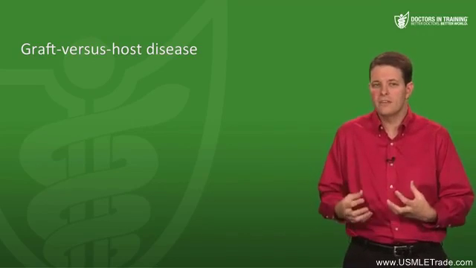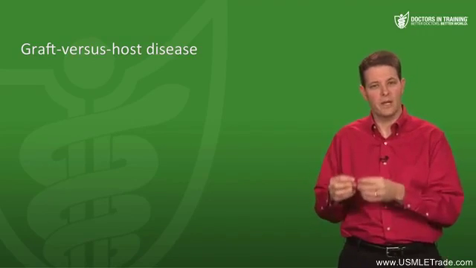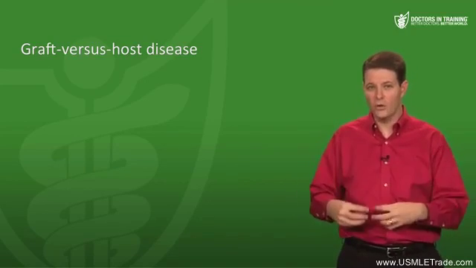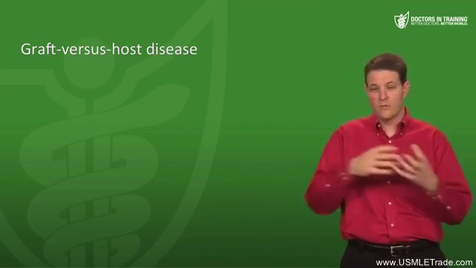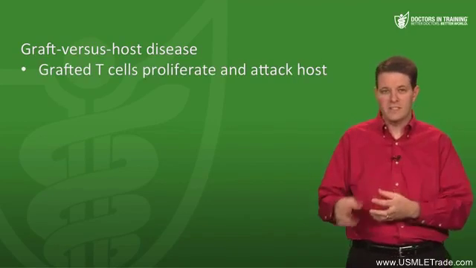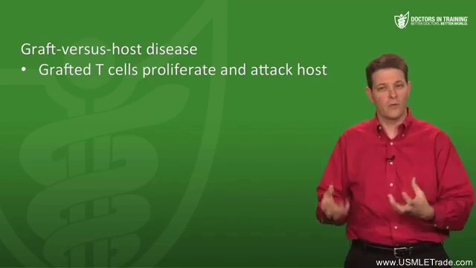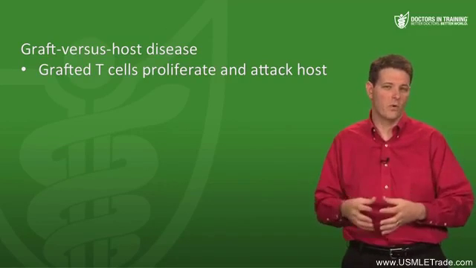Well, graft versus host disease occurs when that new transplanted immune system attacks the host as if it recognizes the host as non-self. It's graft versus host. So the grafted T cells from this new bone marrow proliferate and they start attacking the host as foreign.